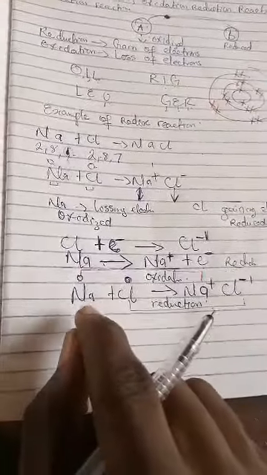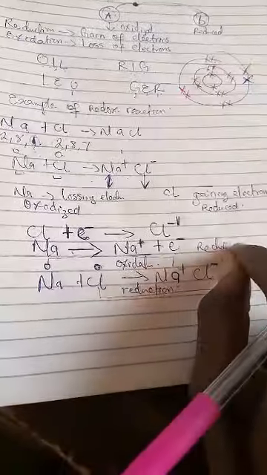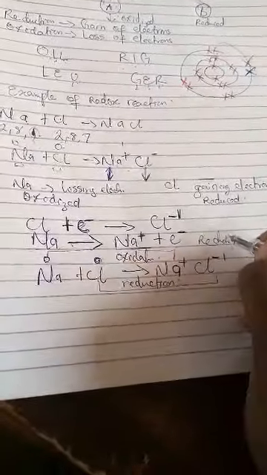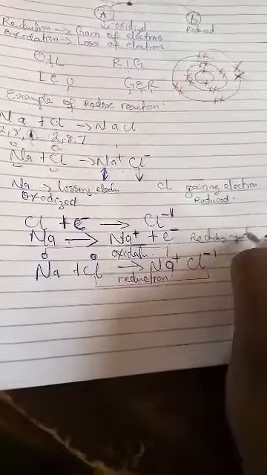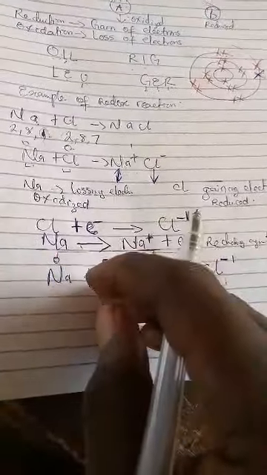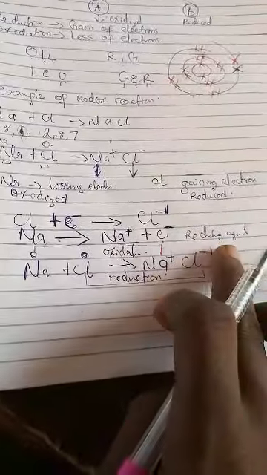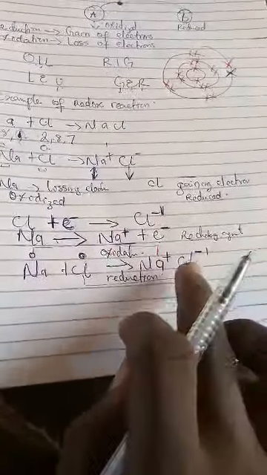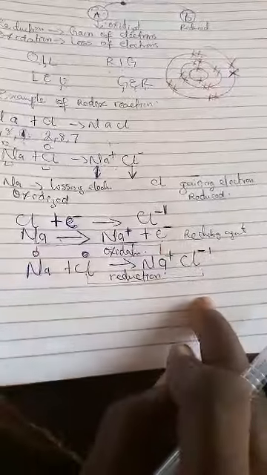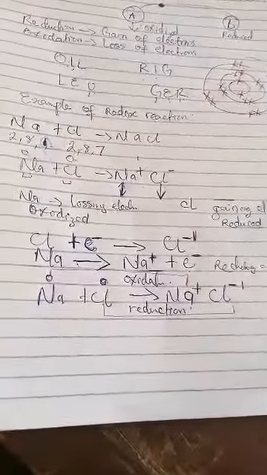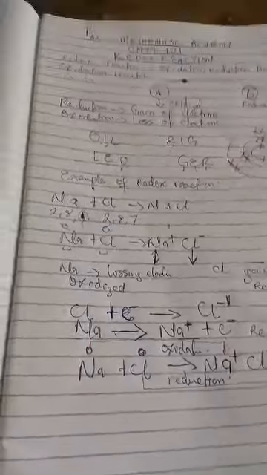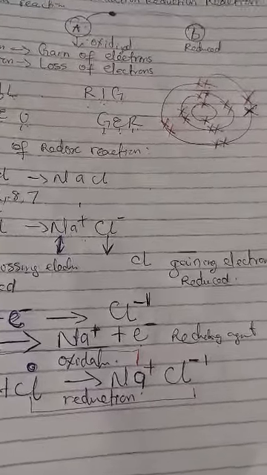So we say sodium is the reducing agent here. Why chlorine is the what? Is the oxidizing agent. Sodium is the reducing agent, while chlorine is the oxidizing agent. Sodium is being oxidized, while chlorine is being reduced. So take note of that.